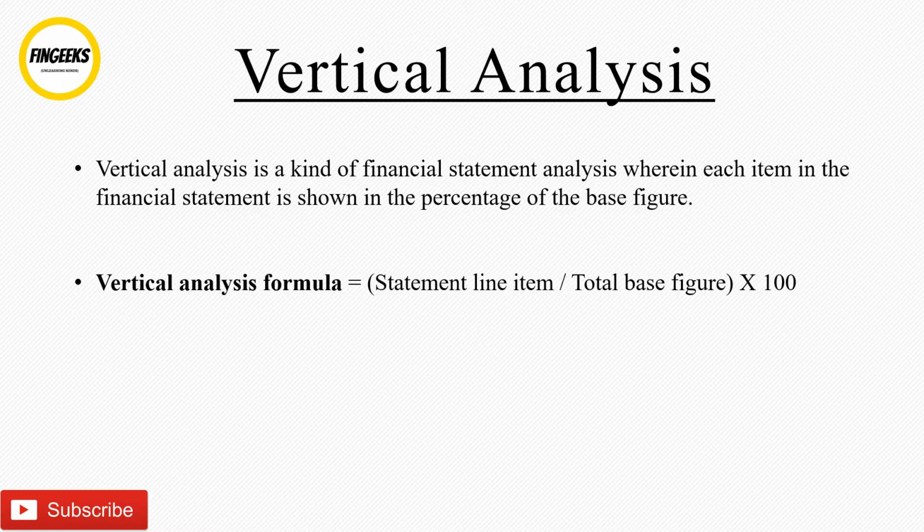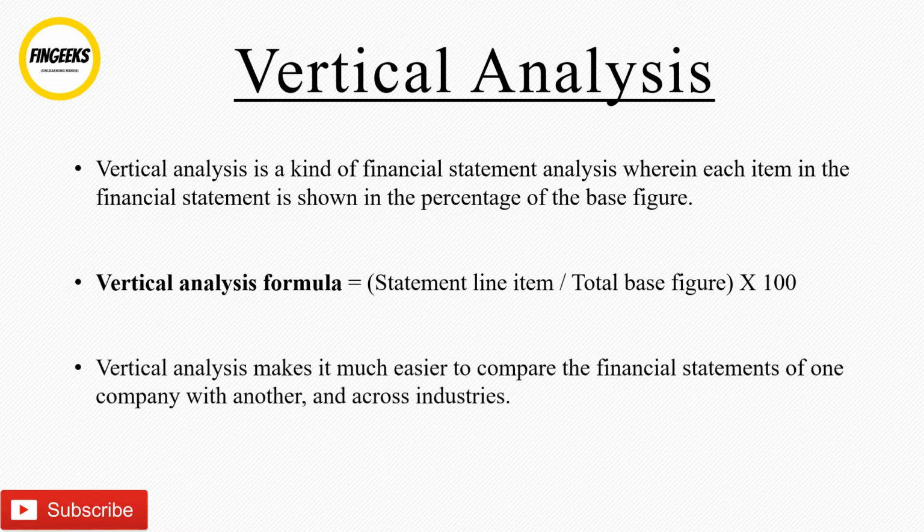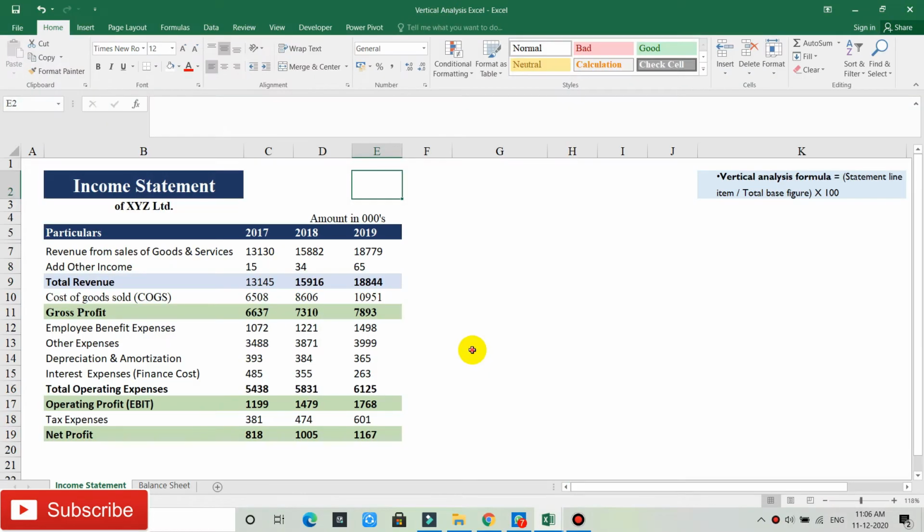Now what is the motive behind it, why are we doing it? The main reason is that when everything gets converted into percentage terms, it is much easier to compare the financial statements of one company with another and across industries. We'll be talking about the advantages in the later part of this video, but first let's start doing vertical analysis on Microsoft Excel. As you can see on the screen, we have the income statement of XYZ Limited and we have figures for the years 2017, 18 and 19.